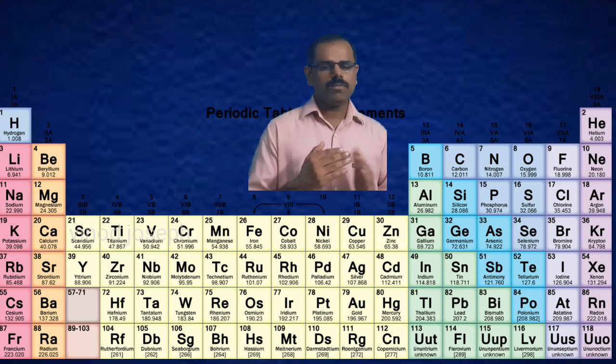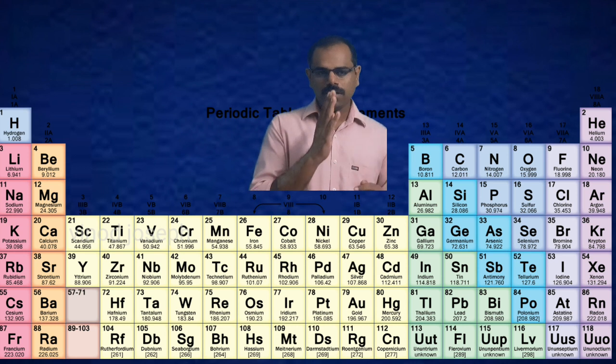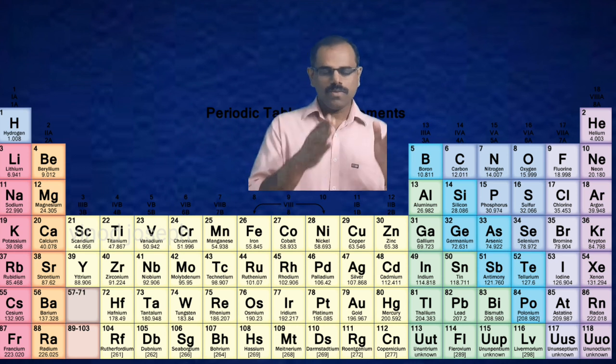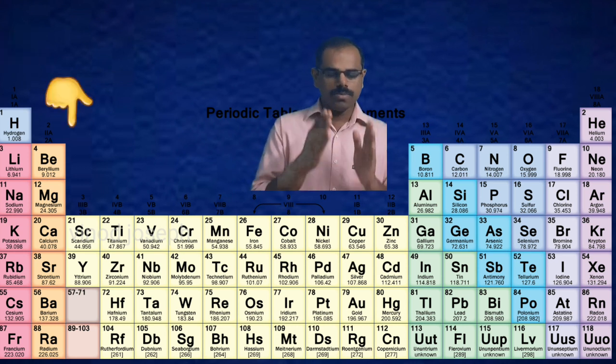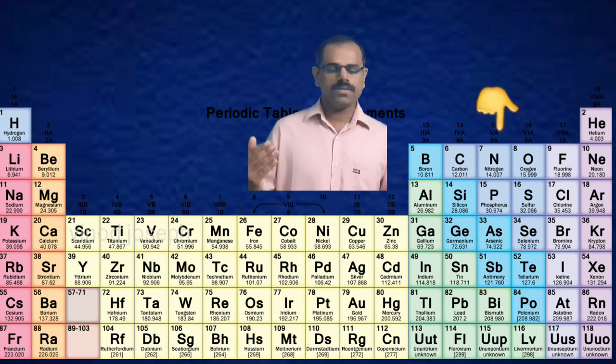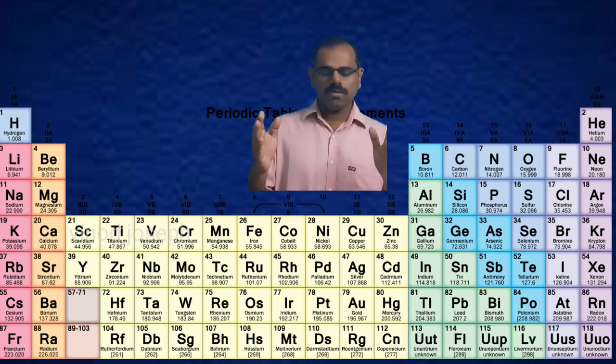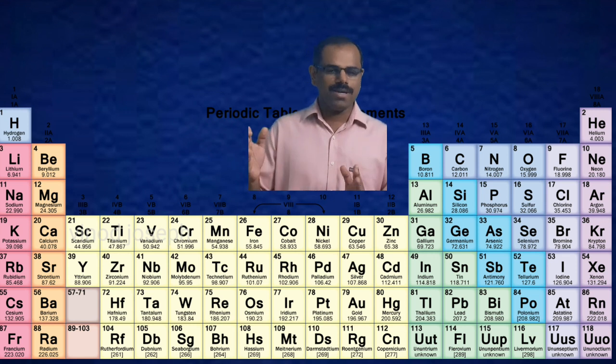So let us begin. First of all, we must have a look at this periodic table. As per our syllabus, we study downwards. We study group 1, group 2, group 13, 14, 15, 16, 17 and 18. So you must know all the elements in group 1 and groups 13 to 18.